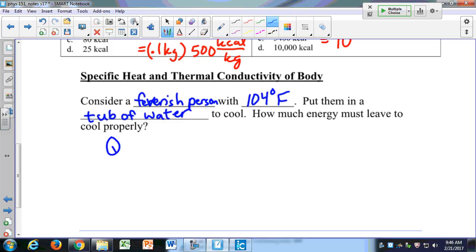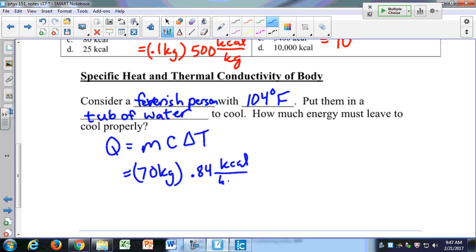And so I start with my calorimetry equation. Q is equal to mc delta T. The mass of our person, typical mass of a person is 70 kilograms. The specific heat of a person is not that much less than water because we're made up of a lot of water. Your specific heat is about 0.84. That's 0.84 kilocalories per kilogram degree Celsius. So just a little bit less than water. And then our change in temperature, well, 104 degrees fever, that's equal to about 40 degrees Celsius.